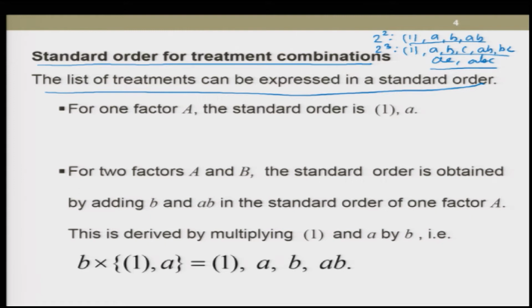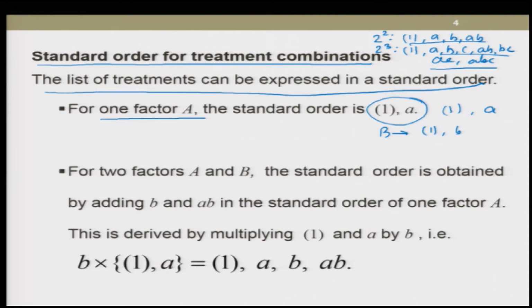What is this order? For example, if there is only one factor, then we will write the treatment combinations in this order: 1 and then A. So, this is called the standard order of one factor A. Similarly, if I want to write down the standard order for the one factor B, then this is going to be 1, B.